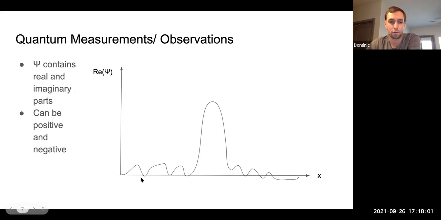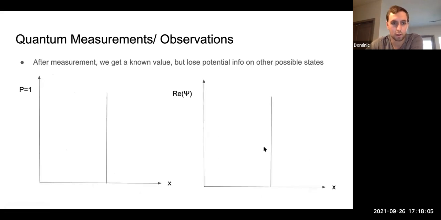So then I also just want to show what a wave function looks like. I'm going to talk about wave function collapse. Because after you measure some quantum system and you get a definite state that you know what it is, the probability of it being in that state, since you measured it and observed it, is one.